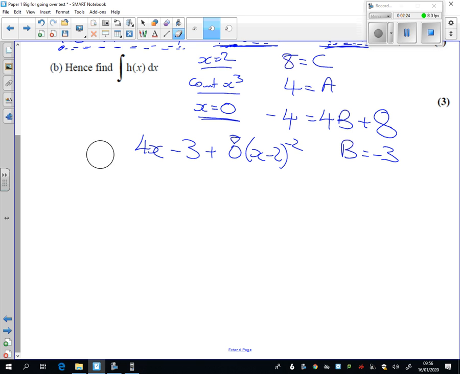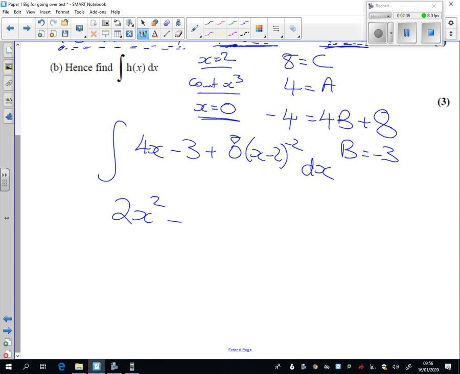If I just rub that out, I haven't got to write it all again. So I'm trying to integrate this with respect to x. Clearly 4x, power goes up by 1 divided by the new power. That's pretty quick. 3 just goes to 3x. And the bracket stays the same. The power goes up to minus 1. There was already an 8 there, but I've got to divide by the minus 1. So I'm going to have a minus 8 here.